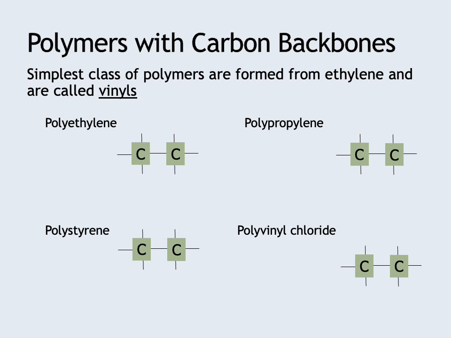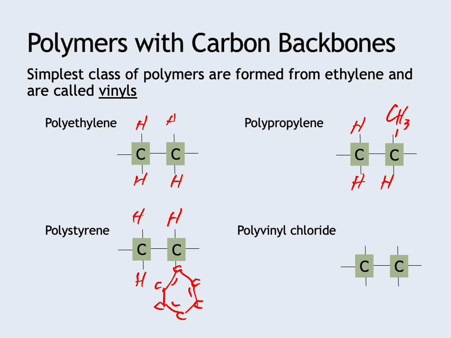So we've looked at these vinyls already, right? Carbon-carbon along the backbone, and individual monomers link up. So for polyethylene, these are all hydrogens. For polypropylene, three of them are hydrogens. Polystyrene, three are hydrogens, and the other is a benzene ring. So these are all carbons on this ring, and each has two hydrogens. So it's a very large component. Polyvinyl chloride, I have a chlorine, and then all hydrogens.